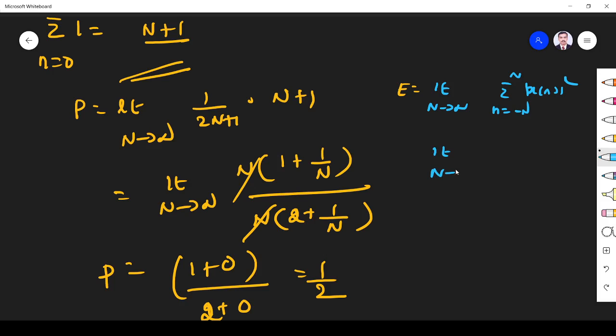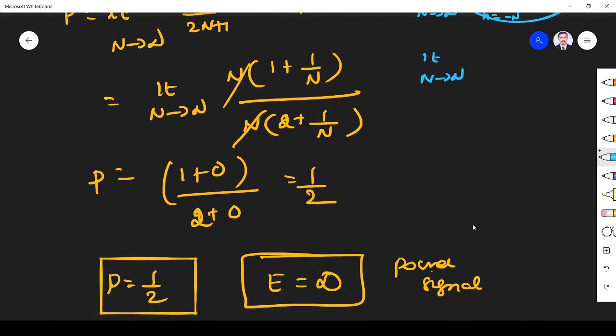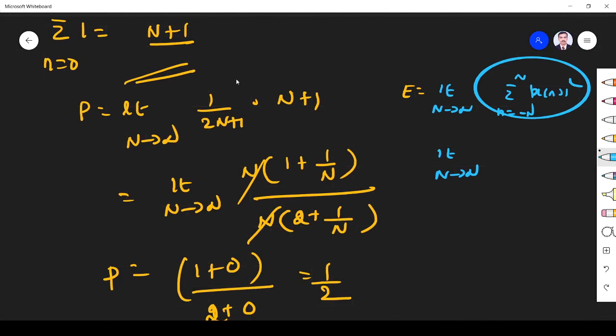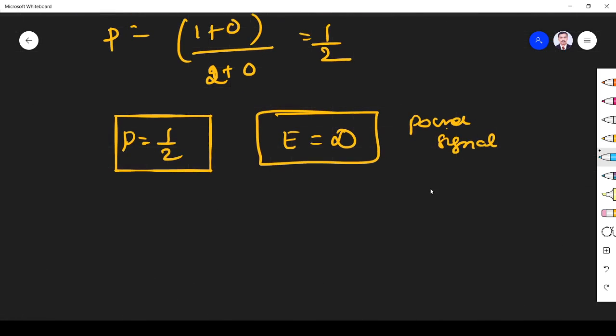So limit n tends to infinity. Instead of this, what is the answer we have? Except this 1 by 2n plus 1, we have the answer n plus 1. Yes or no? This is the answer. Now if we substitute n tends to infinity, E becomes infinity only. So you can directly write the answer as E is equal to infinity.